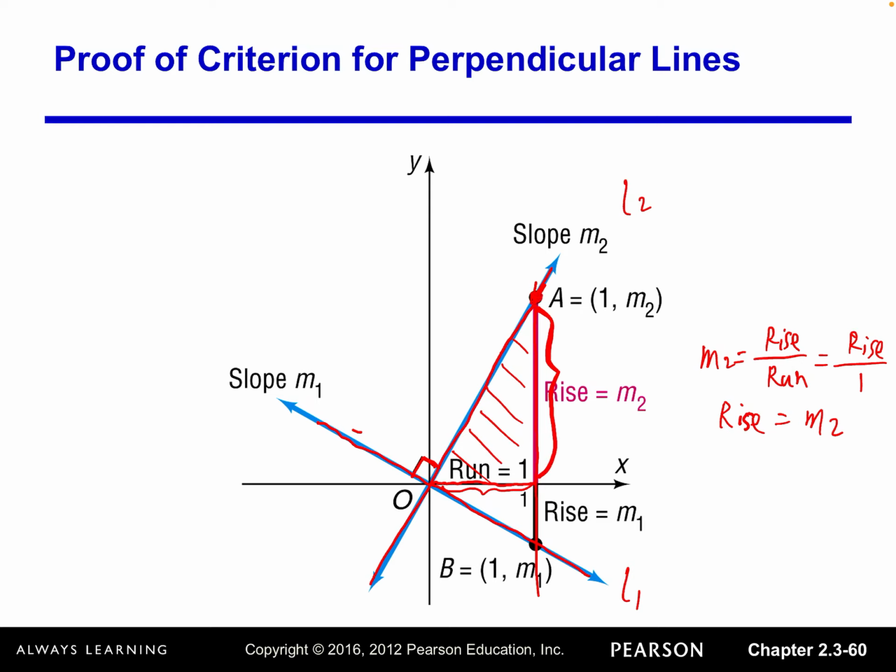Therefore, we can find the coordinates of A: the x coordinate is 1, that's where we draw this line, and the y coordinate is the slope of line 2, which we represent with M2. For the same reason, for point B we can use M1 to represent it.